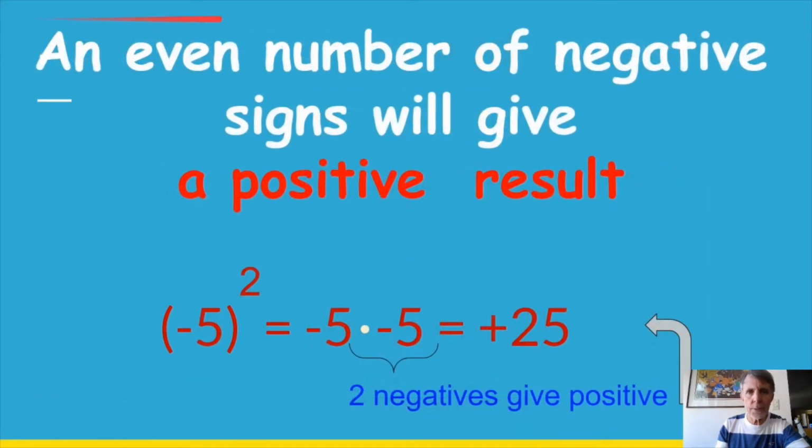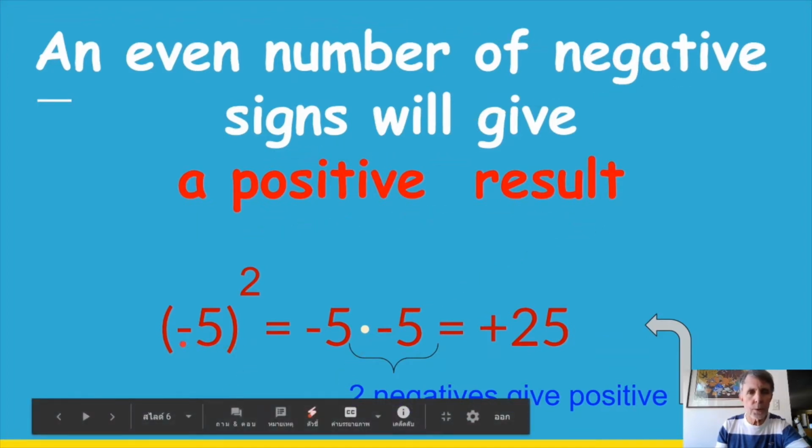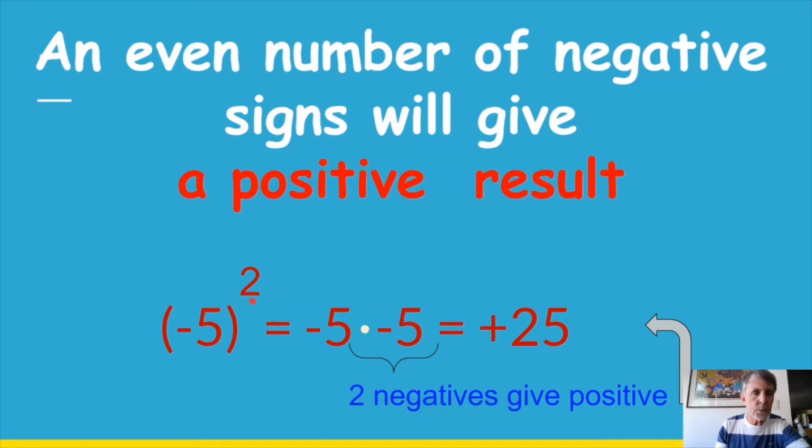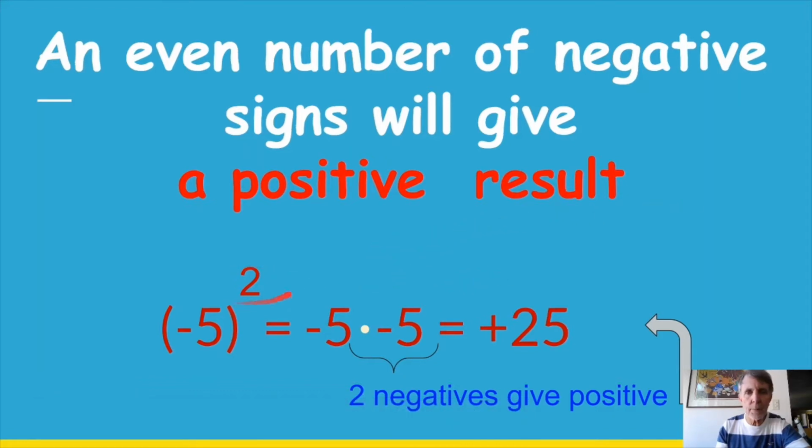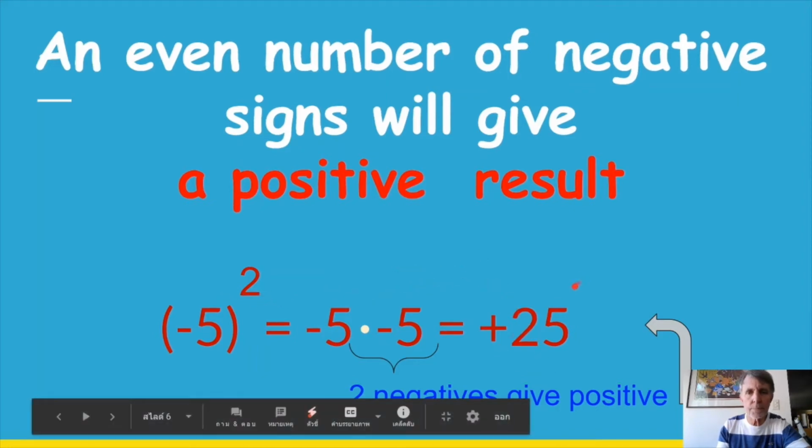And for the same reason, an even number of negative signs will give a positive result. So we know that a negative times a negative is a positive. If there were 4 of them, we'd have 2 pairs of negatives, so that would be positive again. So this could be 2 or 4 or 6 or 8 or 10, and we know it would be positive. And so we can tell the sign of what the result will be just by how many negative signs there are. In this case, there's 2, so it's going to be positive.